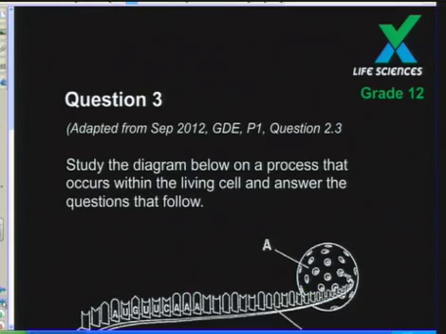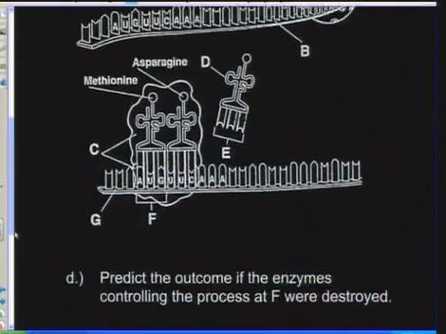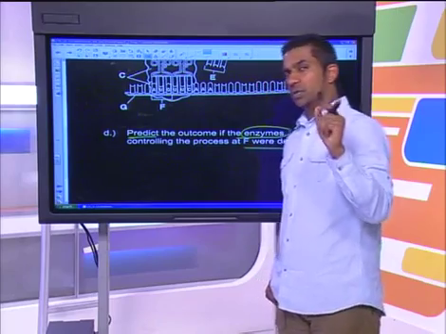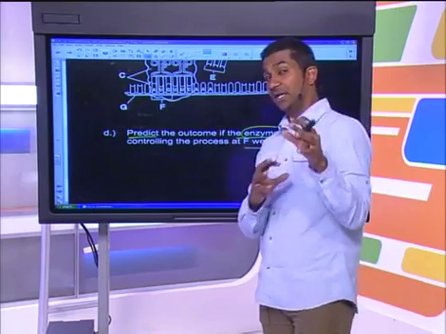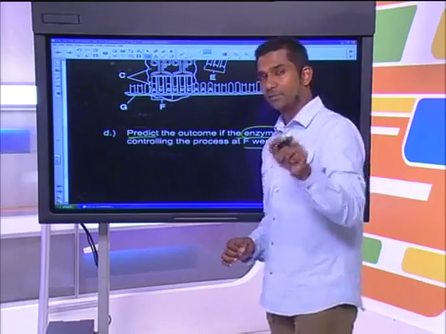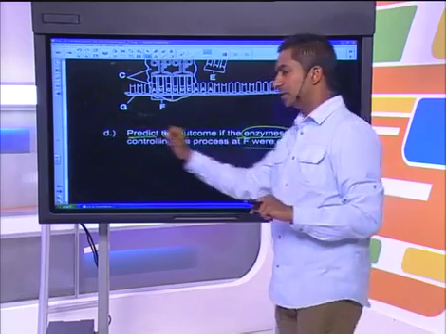Okay, we're going to stay with the same diagram and look at a few other questions on it. This is a nice question, I actually like this question. Predict the outcome if the enzymes controlling the process at F were destroyed. Let's recollect what the enzymes are. Remember that in replication we looked at a polymerase, but be specific about that. It's RNA polymerase. So RNA polymerase is responsible for replication.